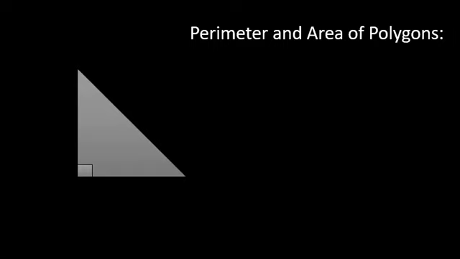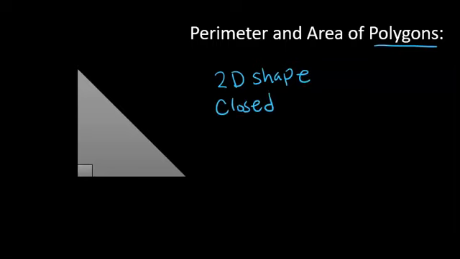Hey y'all. So this video is gonna talk about perimeter and area of a polygon. So a polygon, this word, describes this guy right here. What is a polygon? It's a 2D shape, and it's gonna be closed, so it basically has to have points connecting.